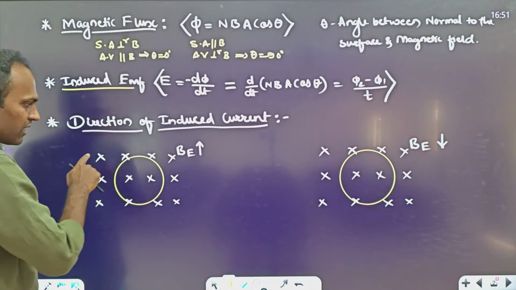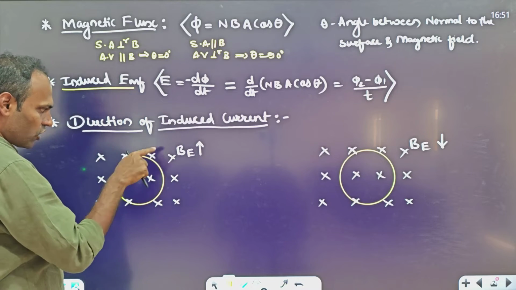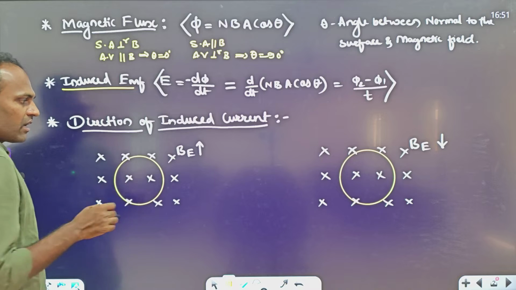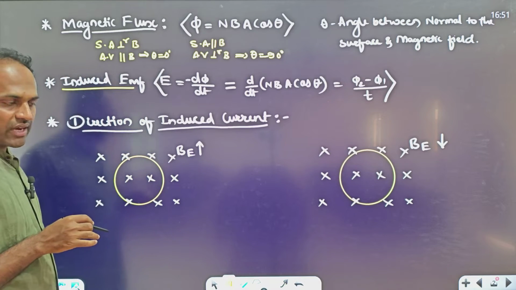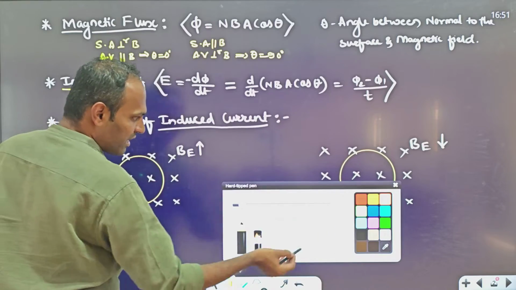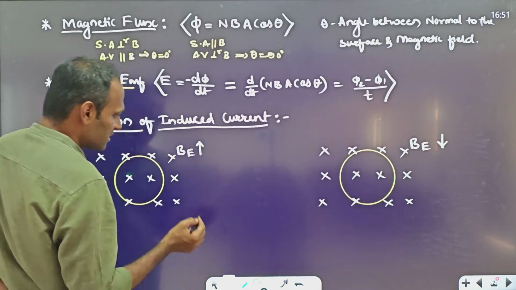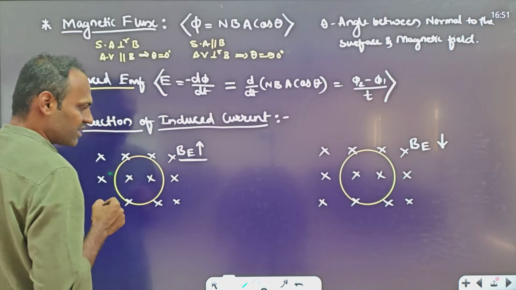Now look, here an inverse magnetic field is present. Cross mark means it indicates inverse magnetic field, right? That magnetic field, I'll call it the external magnetic field. We are calling it the external magnetic field. And let me say this external magnetic field is increasing. See, here we are saying the external magnetic field is increasing.